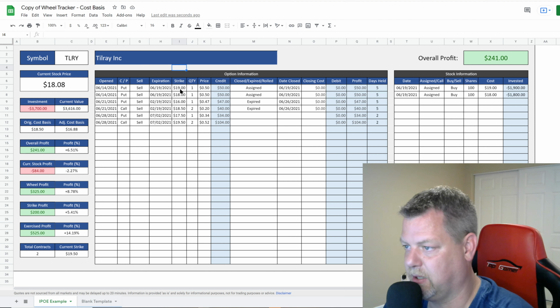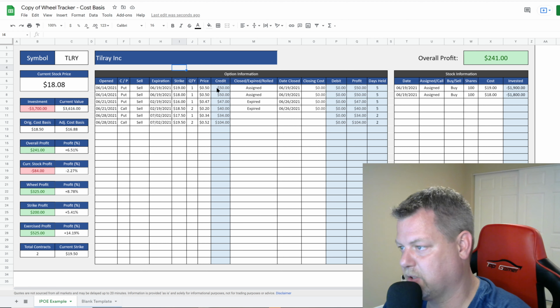Strike price $19. That Monday that I first opened it up, it dropped pretty rapidly, and so I sold another one at 18 and collected $50 premium for each one. So it calculates the credit here, so it's just the quantity times whatever you sold it at times 100.